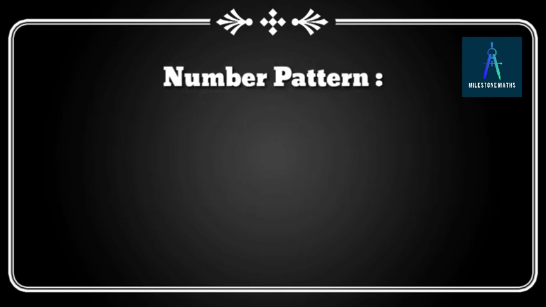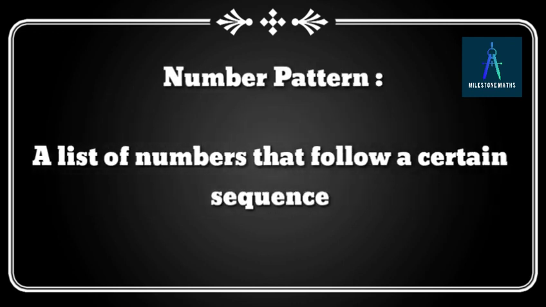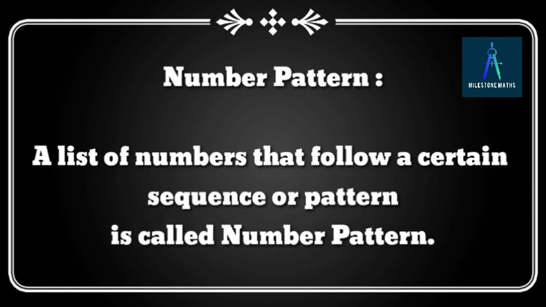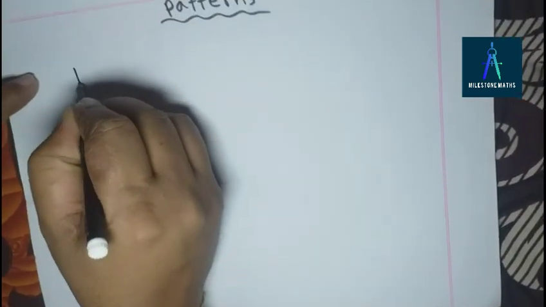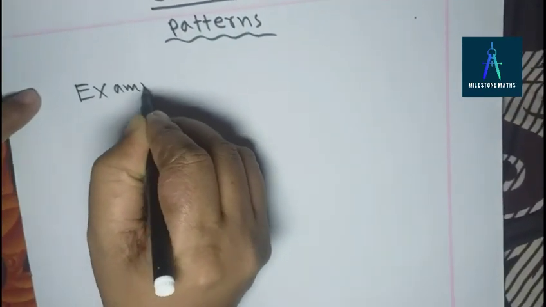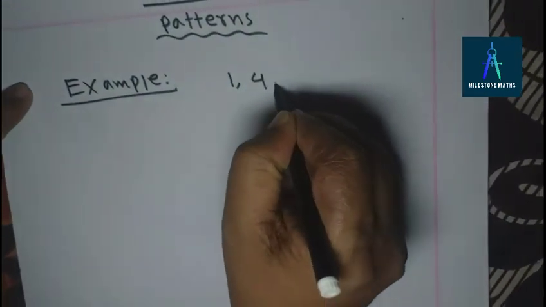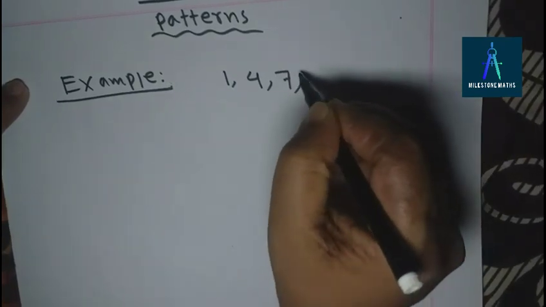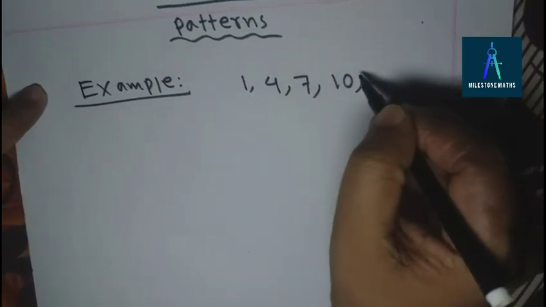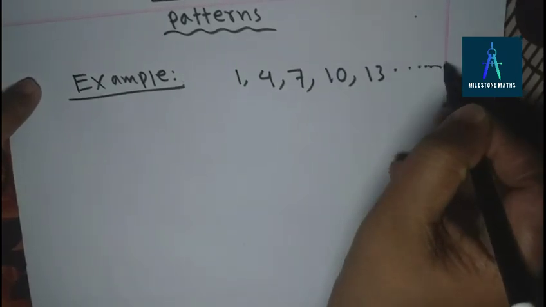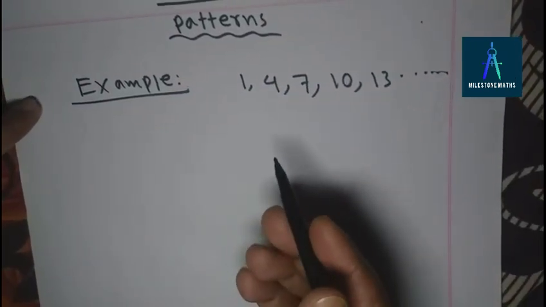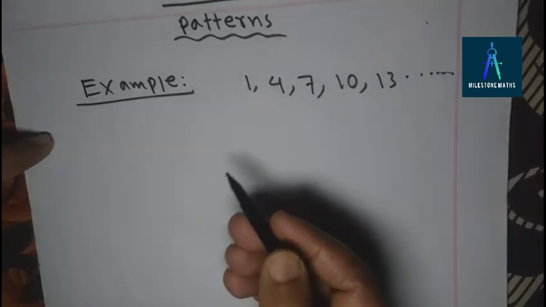So what is a number pattern? A list of numbers that follow a certain sequence or pattern is called a number pattern. If I give you an example of a number pattern, suppose I write here 1, 4, 7, 10, 13, and so on. So what is behind this, and why is it a pattern?